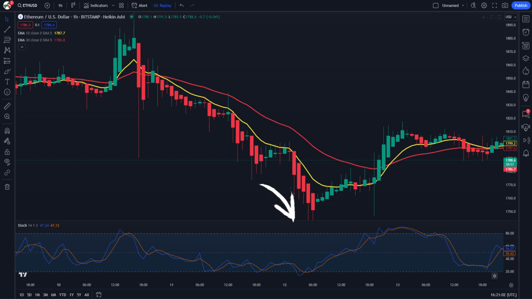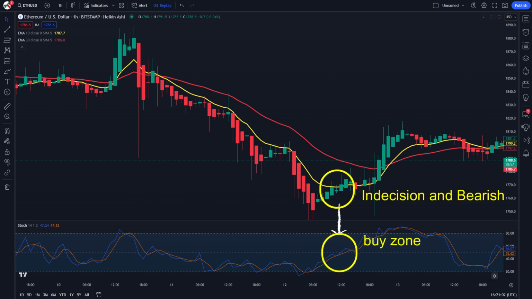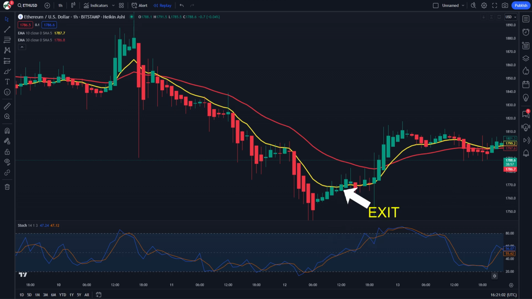Close the trade if your target is done. If not, now you can see an indecision bar and a bullish bar appear again. At this time you can see the trade has reached the buy zone, so you need to close the trade immediately.